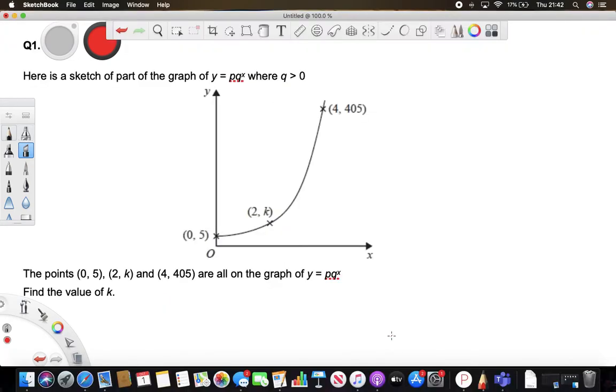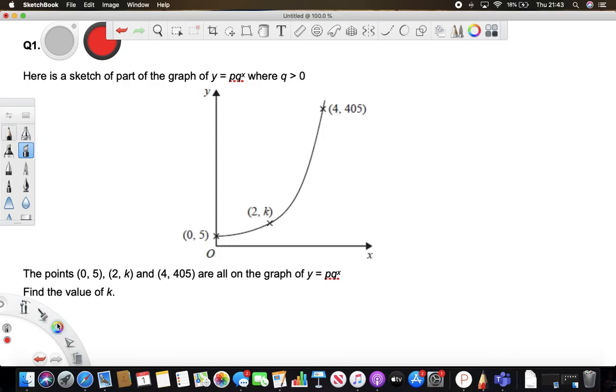Okay, so this is an exam style question, which is related to the exponential growth and decay topic. It says here is a sketch of part of the graph y equals p q to the x, where q is greater than 0. So they haven't given us the negative part, we've just got the positive part of the 4 quadrants. It says the points 0, 5, 2k, and 4, 405 are all on the graph of y equals pq^x, obviously on this graph, so these points, and find the value of k.